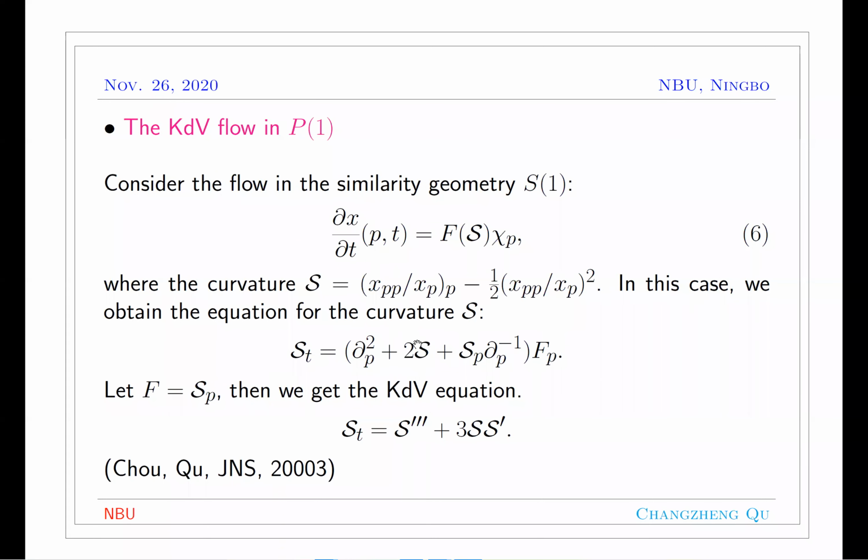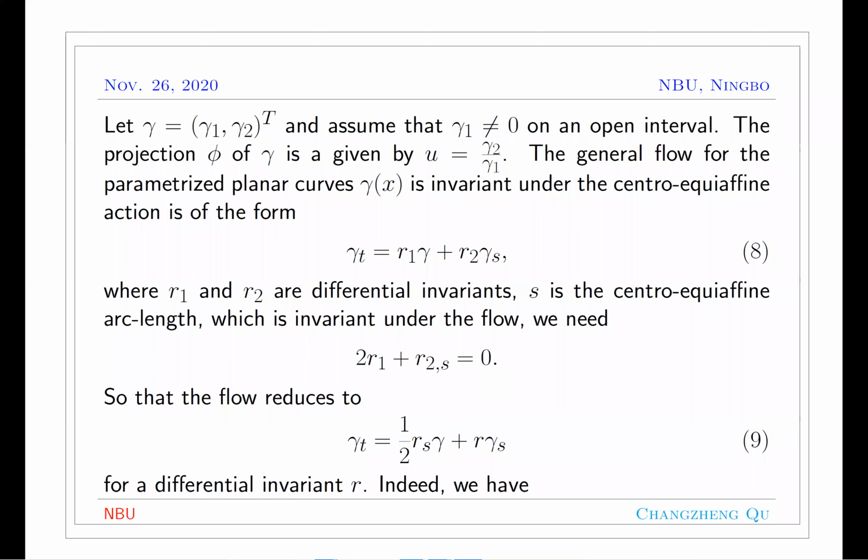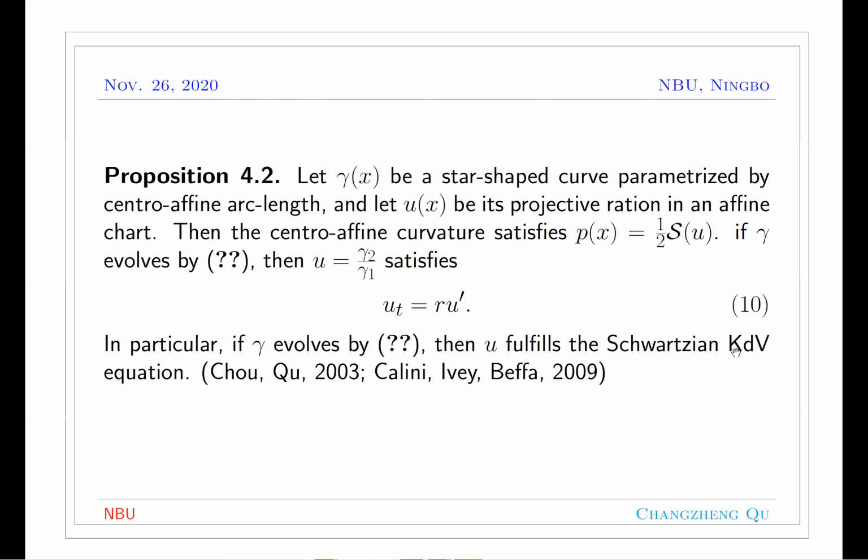Actually, this establishes a relation between the curve flows in the KdV in the one-dimensional projective space and the curve flows in the two-dimensional centro-affine case. So this also provides a geometric meaning of the Schwarz KdV equations. This was studied in the Yasui and Kalinin, Abbey, and Belfast papers.